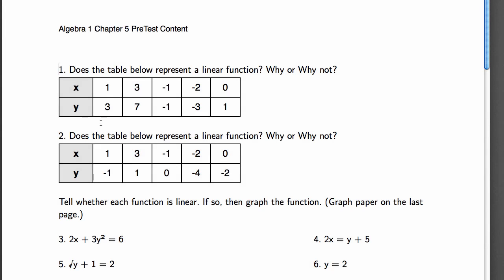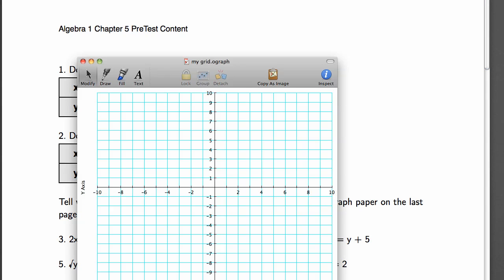What we want to do here is look at the table of values, the x values and the y values. Does this table below represent a linear function? Why or why not? There are a couple of ways that you can do this. The first way is by graphing the ordered pairs. So let's go ahead and graph the ordered pairs out.